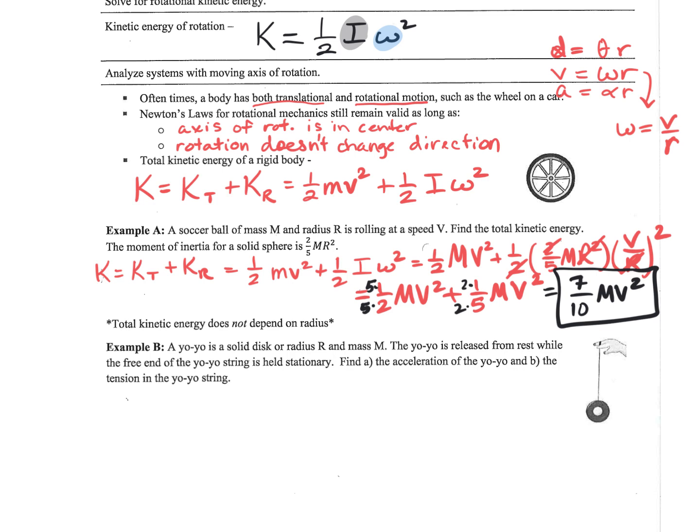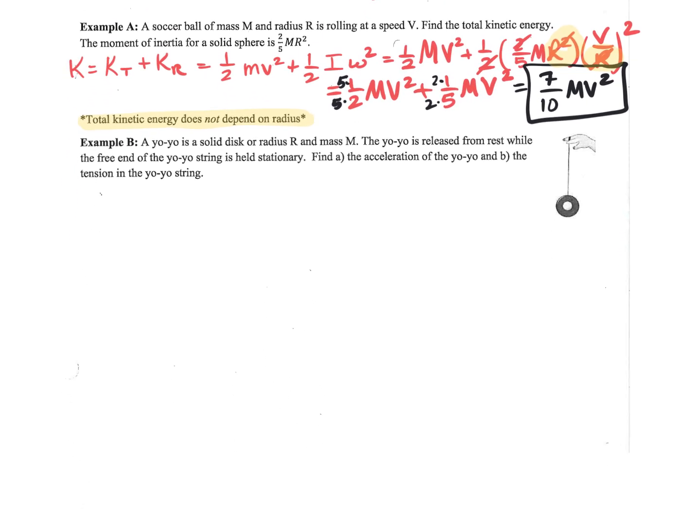And notice what went away. Guys, what disappeared here? Radius. Did the radius of the disk matter? Does that explain our race between the big disk and the small disk? Yes, the radius of the disk didn't matter if the inertia was the same. So total kinetic energy does not depend on the radius of the disk. It only depends on the inertia.